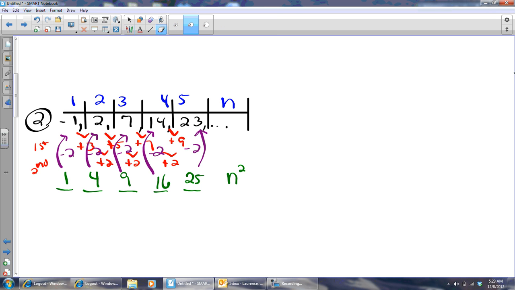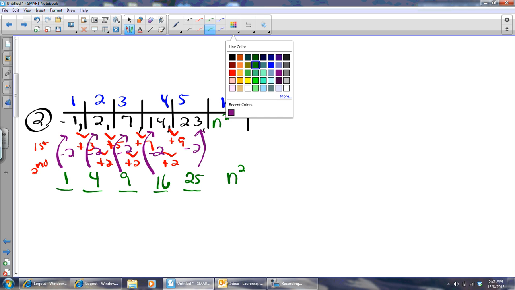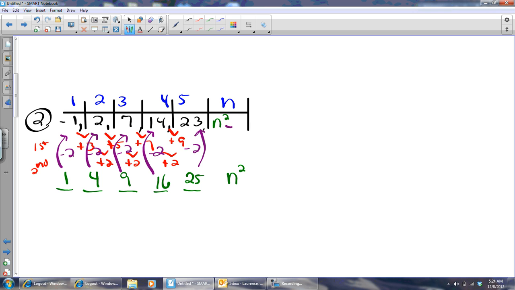So I'm sure you know the answer then, because this is easy stuff. We should be doing n squared, and then I'll do it in purple, minus 2. And there you go. And this n squared minus 2, this is a quadratic pattern.